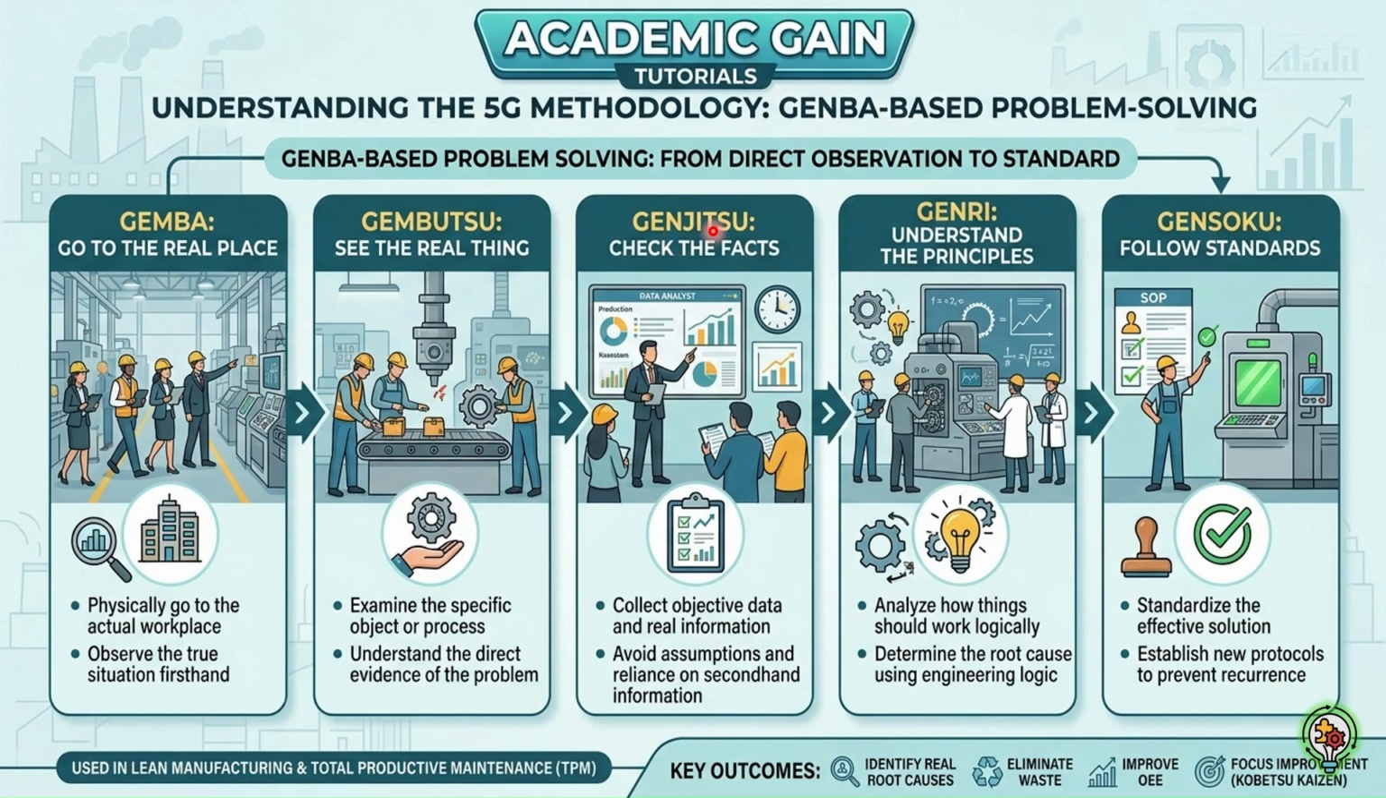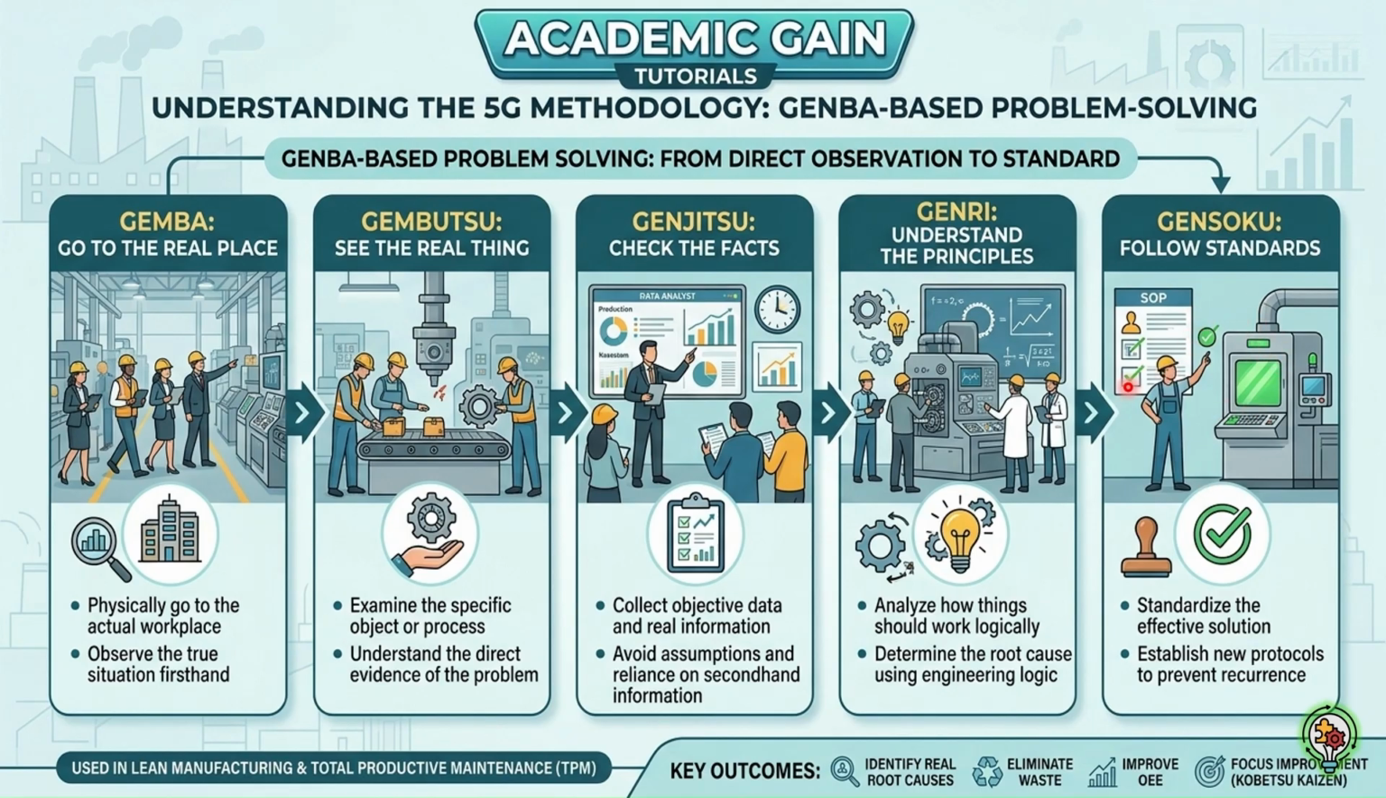Genjitsu, check the facts. After observation, we collect real data and facts. This helps us understand what is actually happening, not what we assume is happening. Genri, understand the principle. Now we analyze the situation using scientific and engineering principles. We identify the root cause by asking why the problem is occurring logically. Gensoku, follow standards. Finally, we implement corrective actions and standardize the improved method. This ensures the problem does not repeat and the process remains stable.